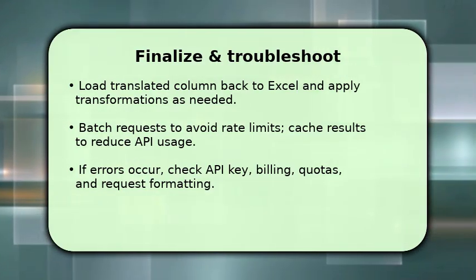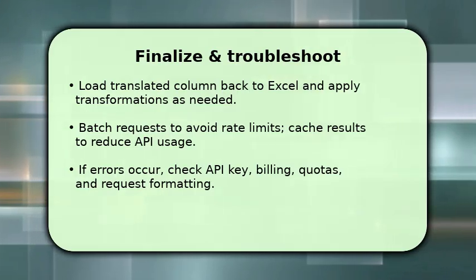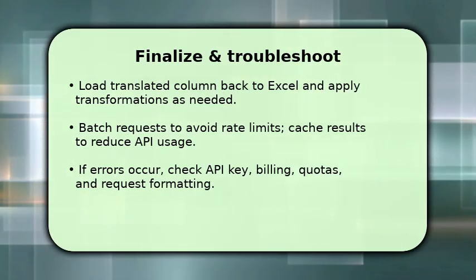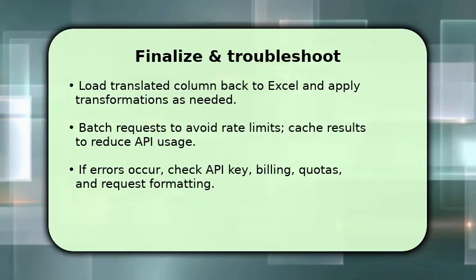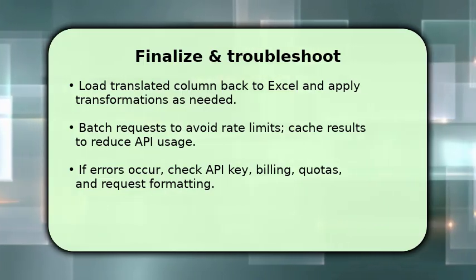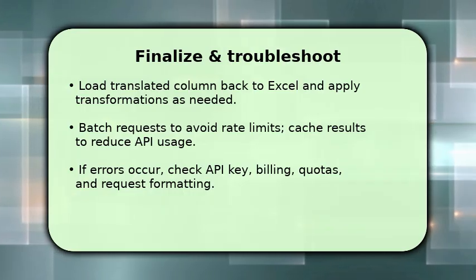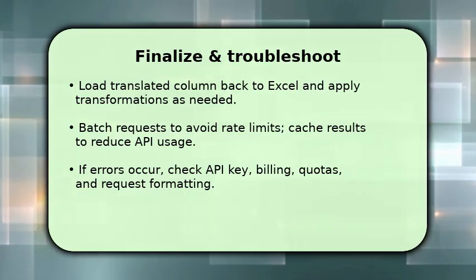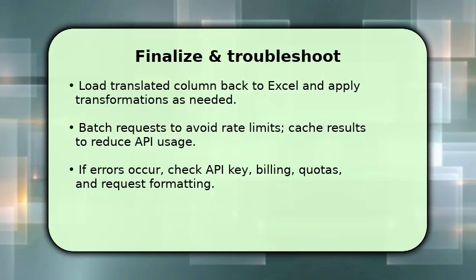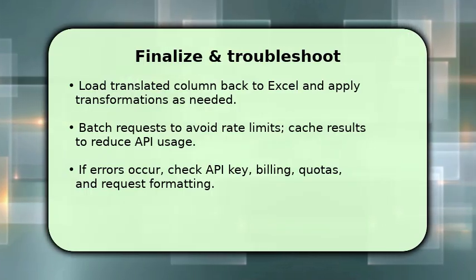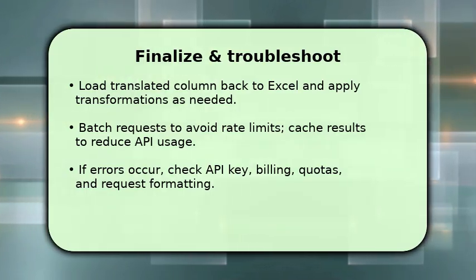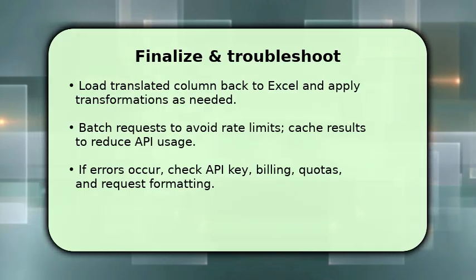Once done, implement batching or throttling to respect quotas and reduce costs, and cache translations to avoid repeated API calls. If something goes wrong, check the API key is active, billing is enabled, and your requests match the required JSON or URL format. Incorrect parameters or exhausted quotas are the most common.